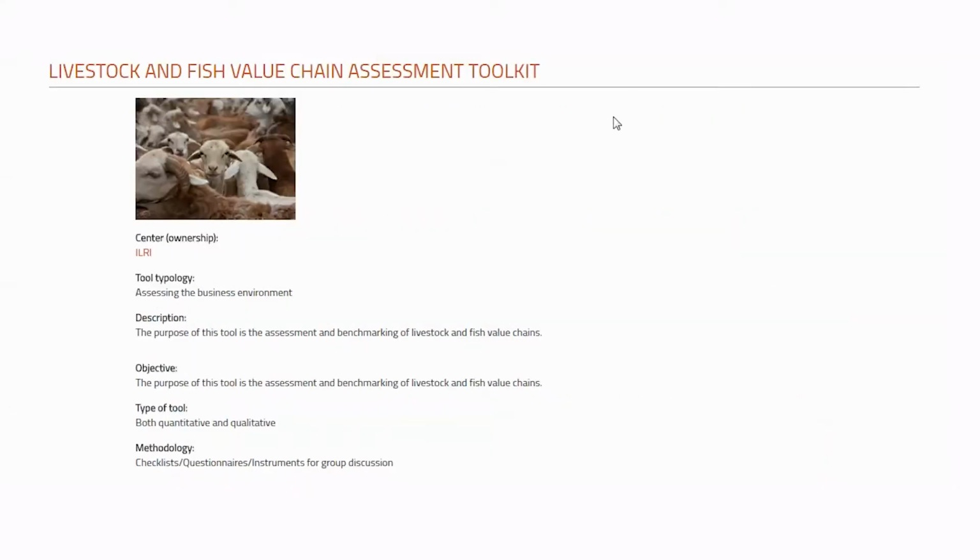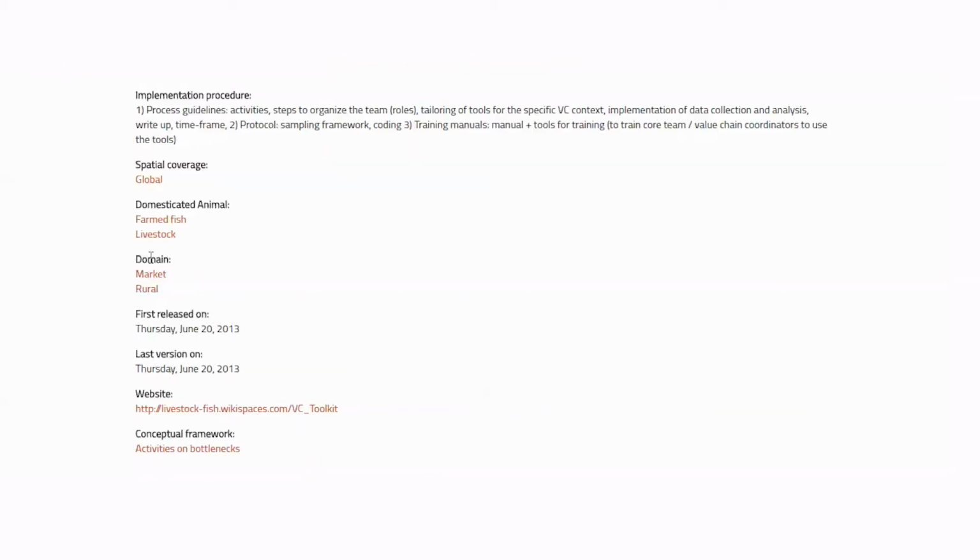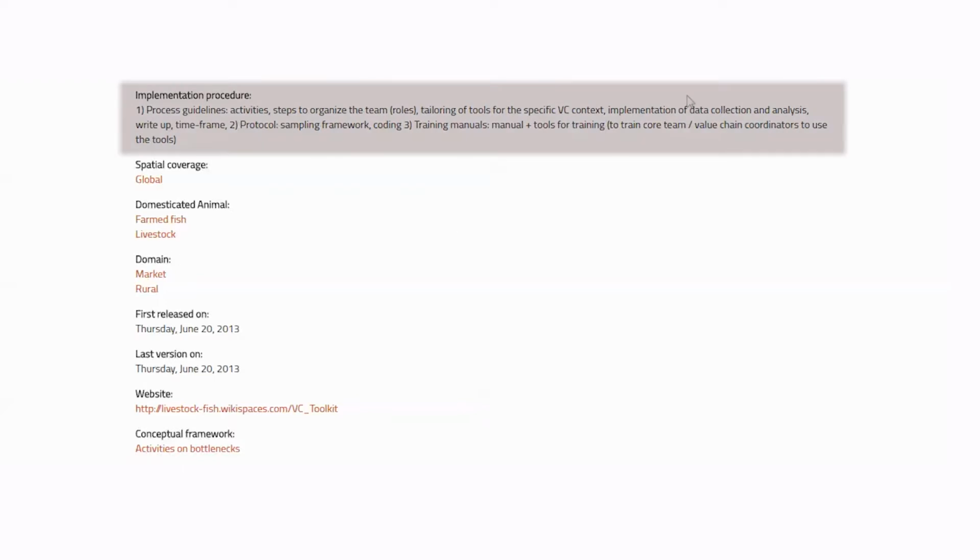The Livestock and Fish Value Chain Assessment tool was developed by the International Livestock Research Institute, or ILRI, another member of the CGIAR. This tool uses both quantitative and qualitative methodologies to aid in the assessment of benchmarking livestock and fish value chains. The tool includes guidelines to help practitioners plan out data collection and analysis activities for their specific value chain context, as well as protocols for sampling frameworks and data coding and training manuals to help train value chain coordinators and enumerators to use the tool.